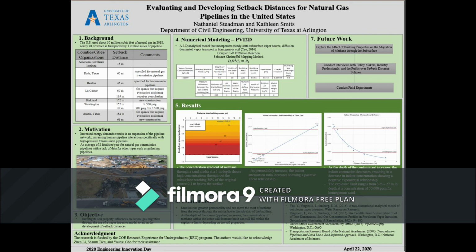In my future work, I hope to explore the building properties of concern to look at how the building properties affect the transport of methane from the subslab to the indoor air. I would like to conduct interviews with the stakeholders of concern for this. And finally, I would want to conduct field experiments to verify my modeling results.